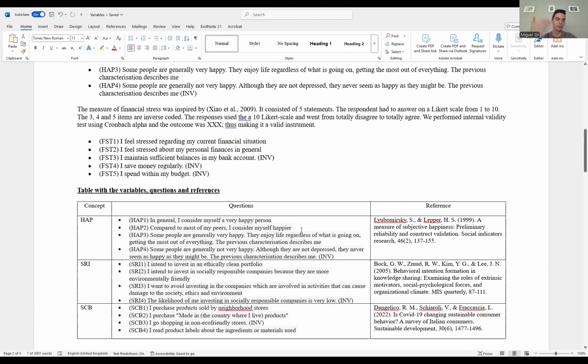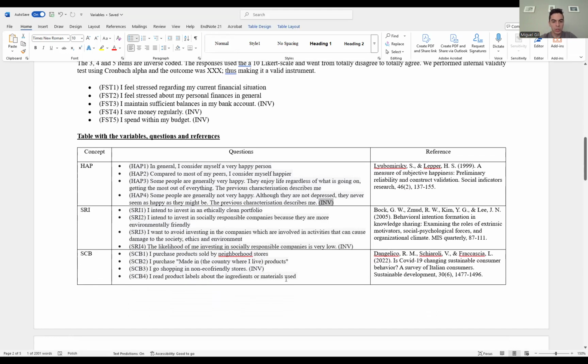So the same 10 is that you are happier. But then look at question 4. Some people are generally not very happy. Although they are not depressed, they never seem as happy as they might be. The previous characterization describes me. So if you want to be described like someone who is not very happy, so 10, this is inverse coded, right? This is actually the opposite. So all the questions that are inverse coded have this INB in here.